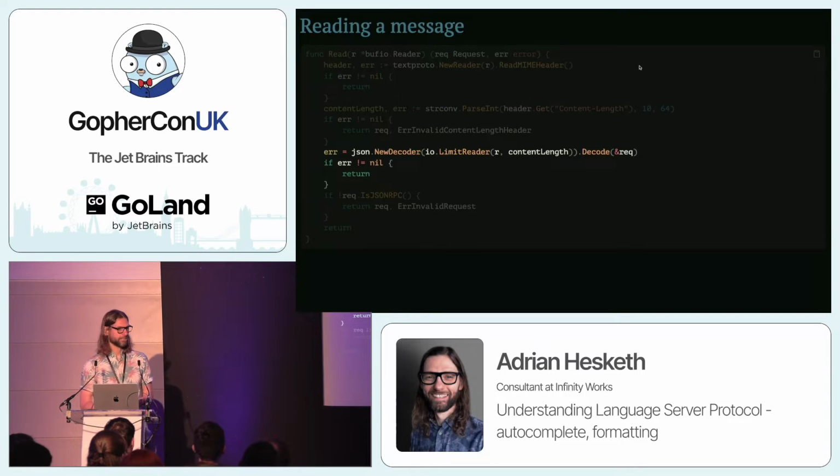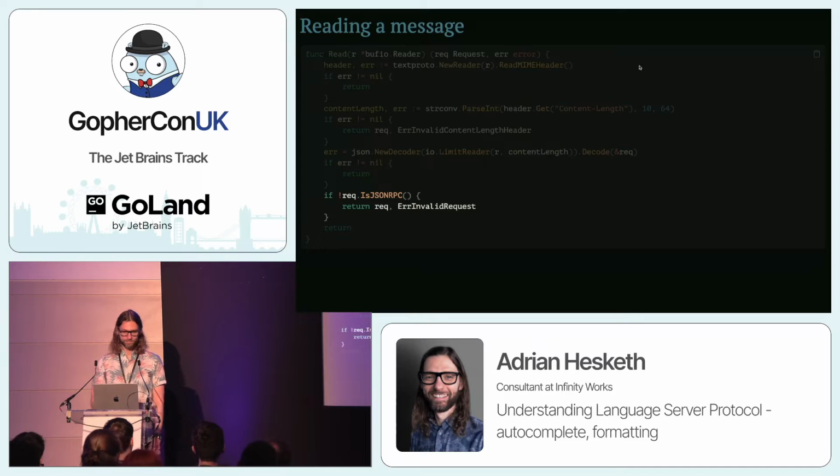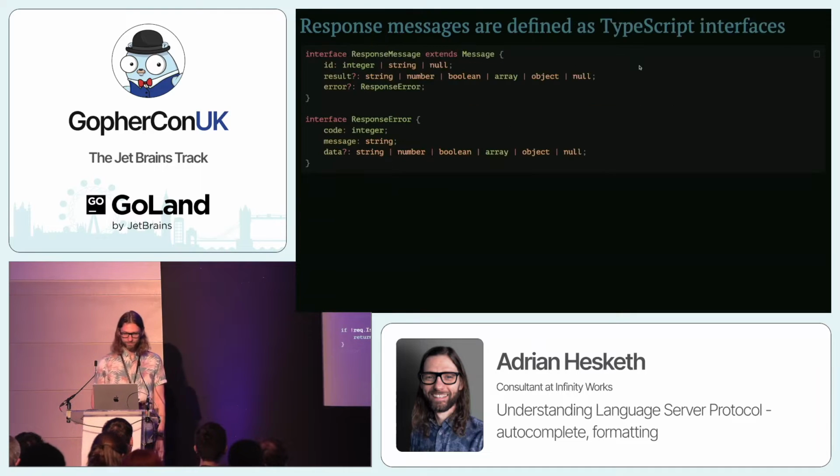And then we can make use of a limit reader in Go, which you can pass a reader and say, read this many bytes from this incoming stream of data. And we can pass that into the JSON decoder and decode the value, and away we get our message. Finally, we can check for the presence of the JSON RPC field, make sure that its value is 2.0, and if it isn't, we can start complaining that, I don't know what you've sent me, but it's definitely not an LSP formatted message.